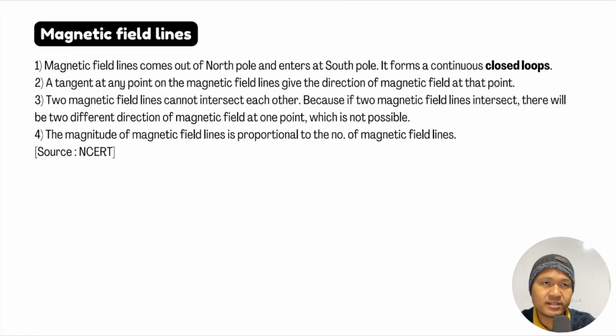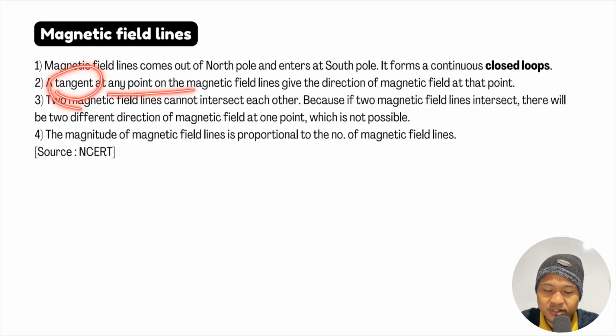Magnetic field lines and electrostatic field lines, there is only 1 point difference. Electric field lines go from positive charge to negative charge. It does not exist in a loop. But in magnetic field it always exists in a closed loop. Okay, that is the difference.